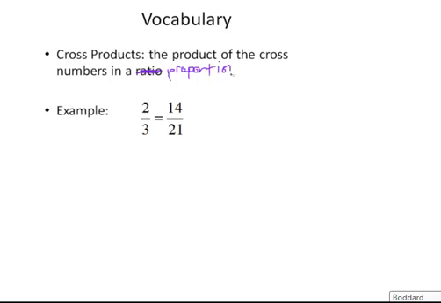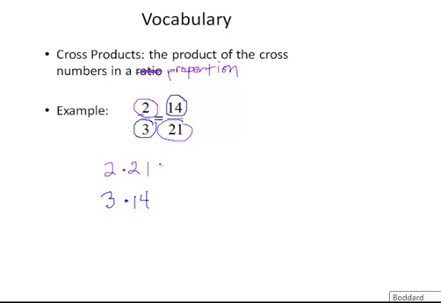When you have a proportion, so these two ratios set equal to each other, you're going to be looking for literally the cross numbers. These right here are cross numbers, and the product, don't forget, is when you multiply. So 2 times 21, that's a cross product. Another cross product that exists here is these two numbers, which are across from each other, so 3 times 14 is a cross product as well.